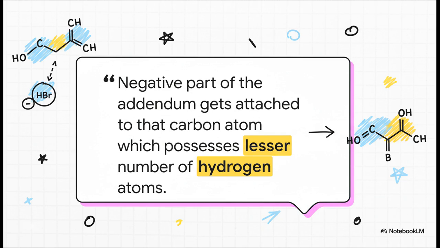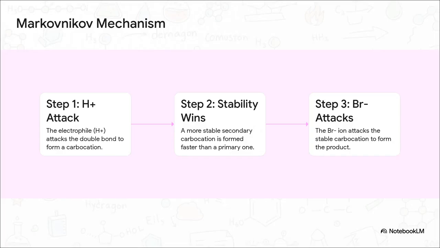Now, the name sounds all complicated and serious, I know, but the idea behind it is actually very simple. It says that when you add something like HBr across a double bond, the negative part, in this case the Br-, is very picky. It goes to a very specific carbon atom. The big question is, which one? So, what's the logic here? Why does this rule even work? Well, it's all about one word: stability.